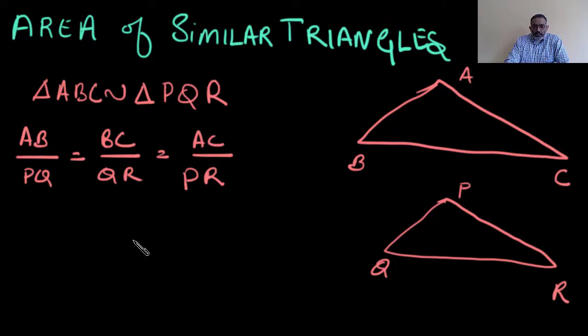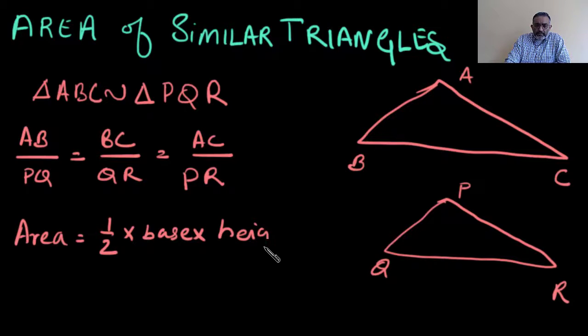All right, now we need to think about the area of these triangles, because we are trying to assess the relationship between the area of these two triangles. Now the area of a triangle is defined as half times base times height. All right, now what would be the area of this? We need to think about the height. So let me just use a different color to mark the height, this being perpendicular.